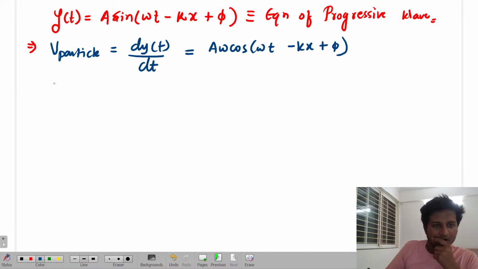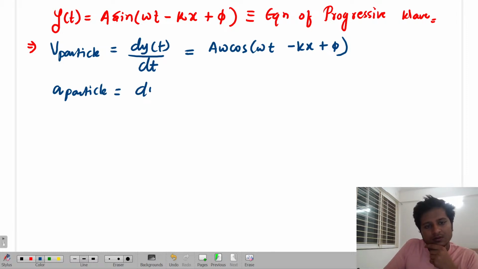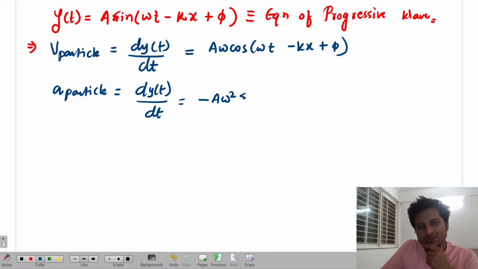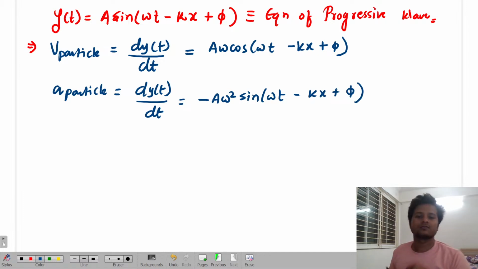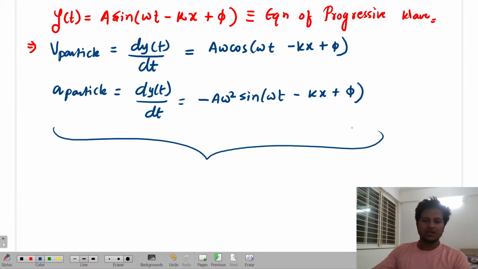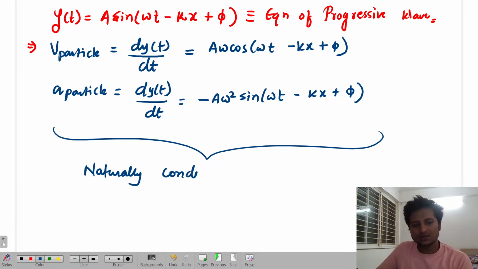And let us call the acceleration of the particle, then that is the simple SHM equation: minus a omega square sine of omega t minus kx plus phi. Is that clear? So these are my naturally understood equations of wave.